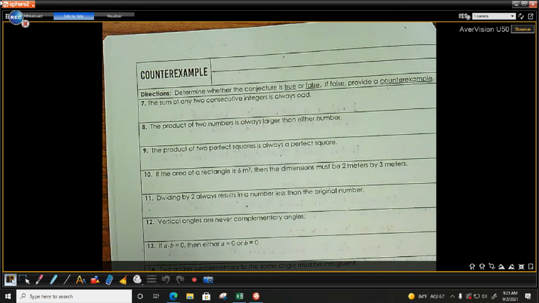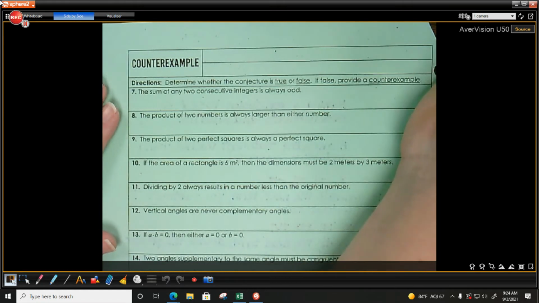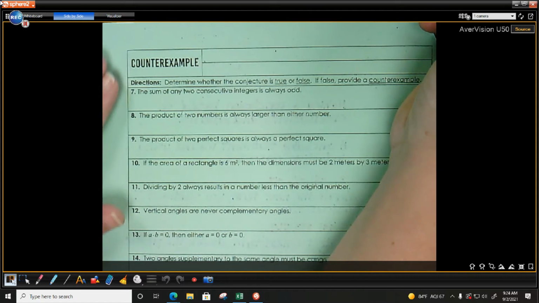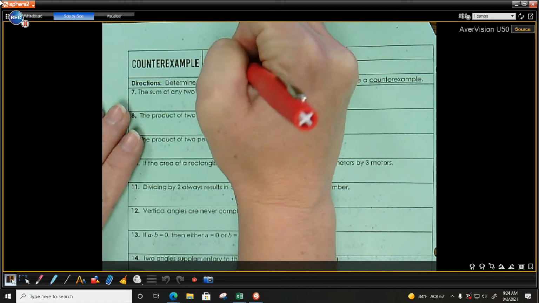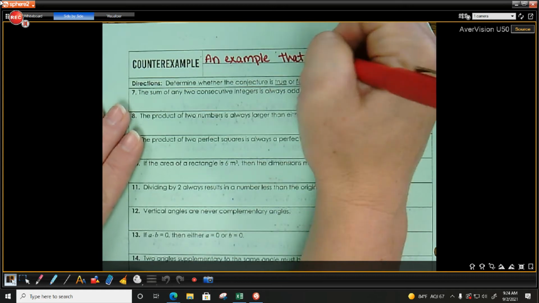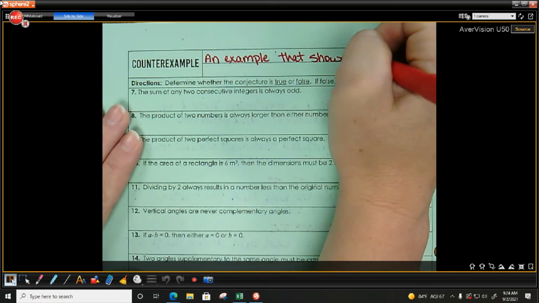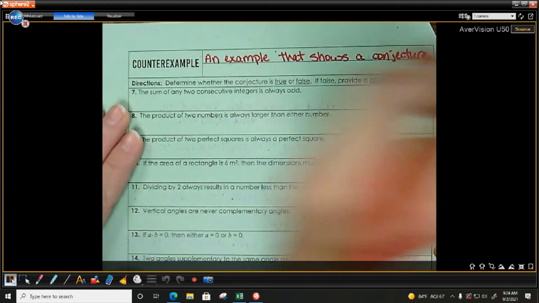A counter example, what do we think a counter example is, guys? It's pretty much in the name. Something that's not an example, something that's breaking the rule. Okay, so it's an example that shows a conjecture is false.